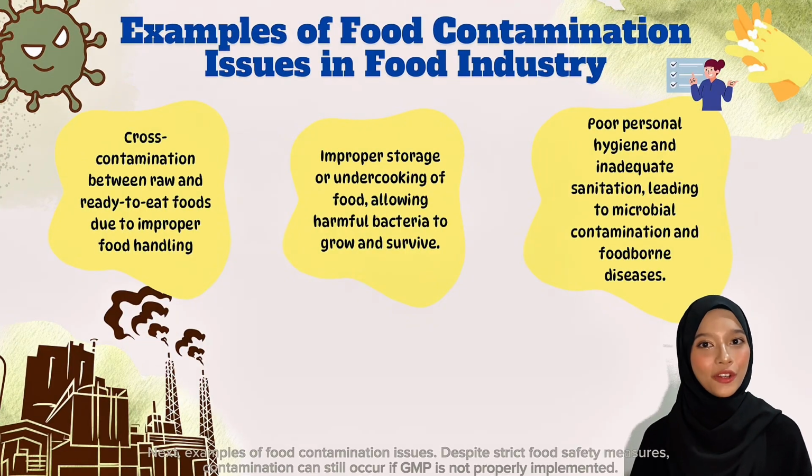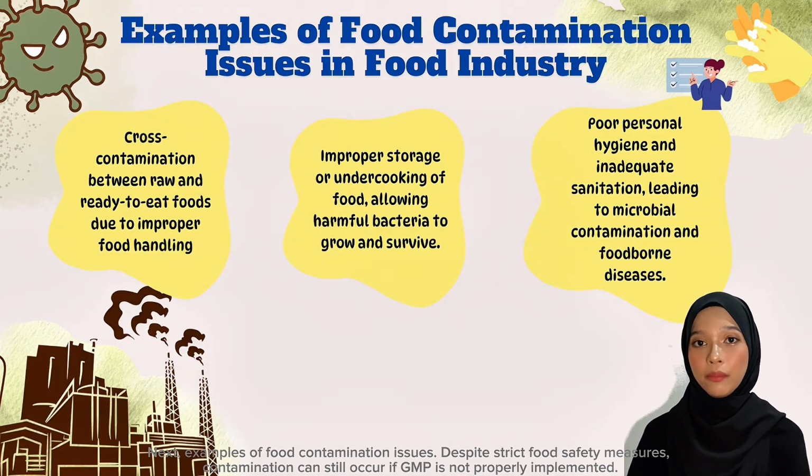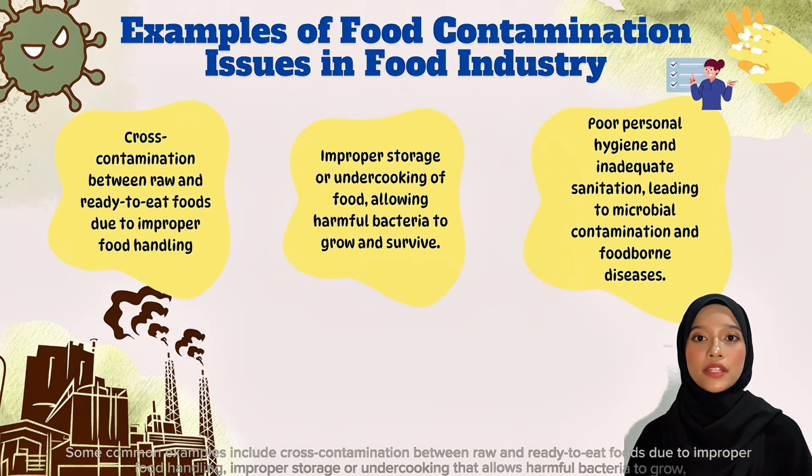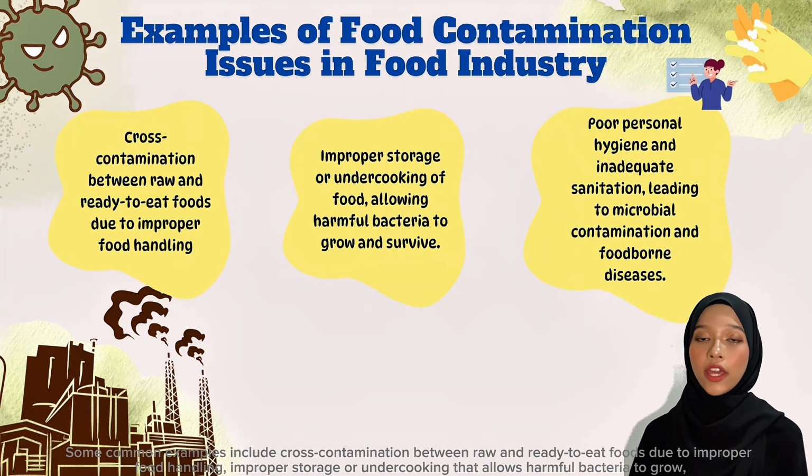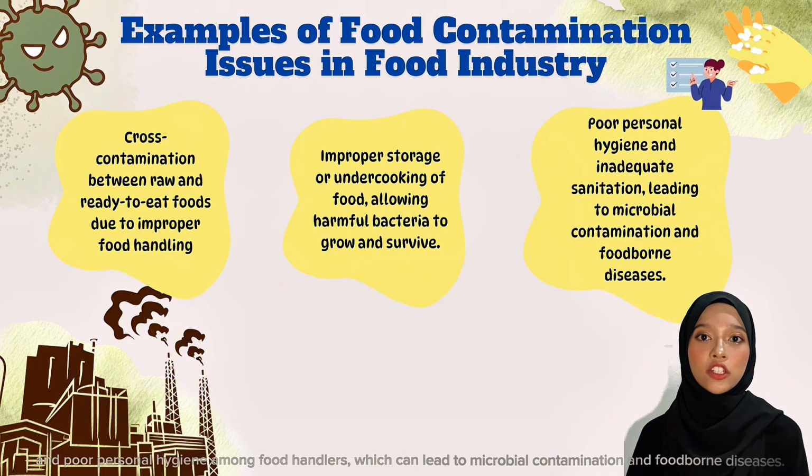Next, examples of food contamination issues. Despite strict food safety measures, contamination can still occur if GMP is not properly implemented. Some common examples include cross-contamination between raw and ready-to-eat foods due to improper food handling, improper storage, or undercooking that allow harmful bacteria to grow, and poor personal hygiene among food handlers, which can lead to microbial contamination and foodborne disease.